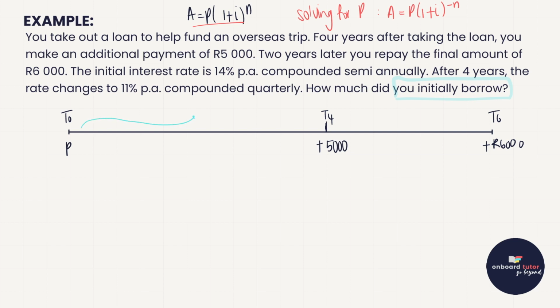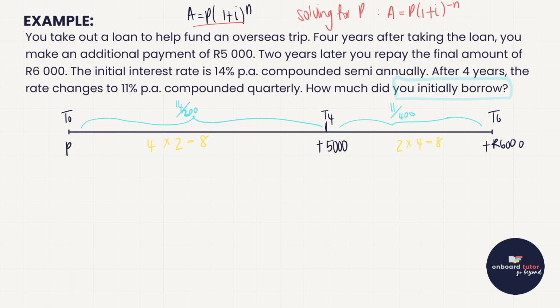So the interest rate here for the first 4 years was 14% per annum, compounded semi-annually. So 200 there for percent, okay, semi, twice a year. And then it changes to 11% compounded quarterly for the remainder of that. And then let's just work out how many time periods there are. So here we've got 4 years multiplied by semi-annual, so 8 time periods there. And over here we've got 2 years multiplied by quarters, so 8 quarters over there.